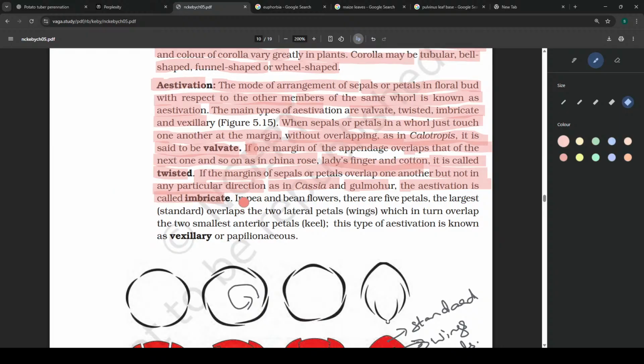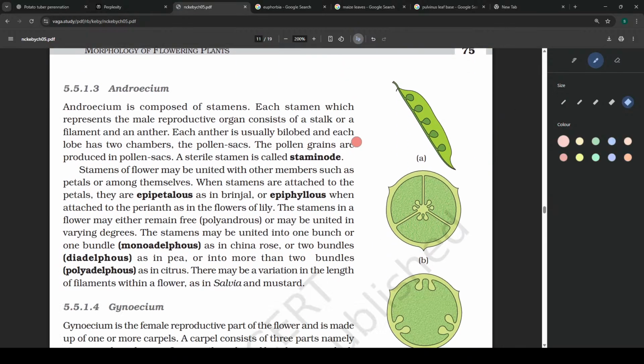In pea and bean flowers, there are 5 petals. The largest petal is the standard, which overlaps the 2 lateral petals, called wings, which in turn overlap the 2 smallest anterior petals, the keel. This type of aestivation is known as vexillary or papilionaceous aestivation.